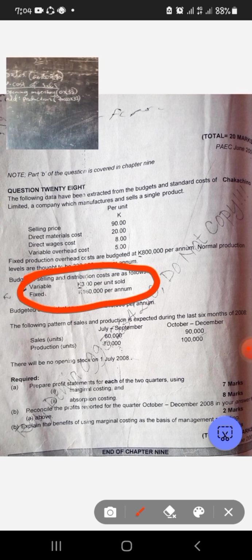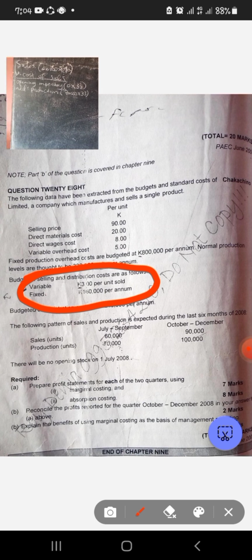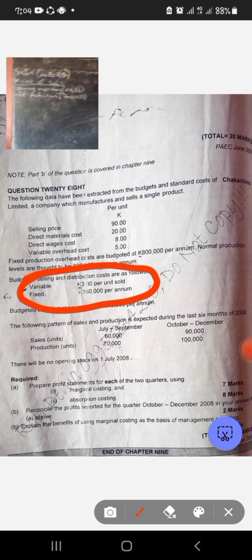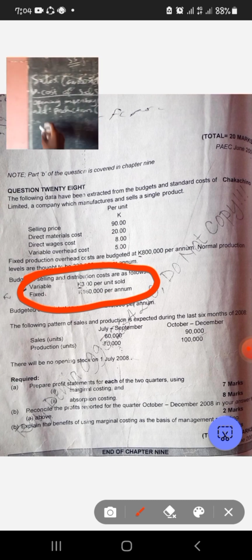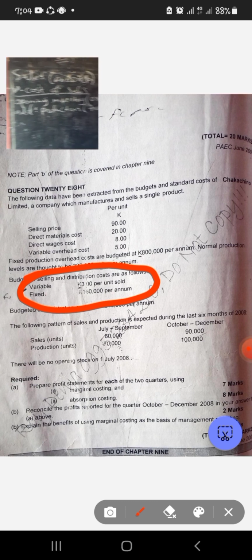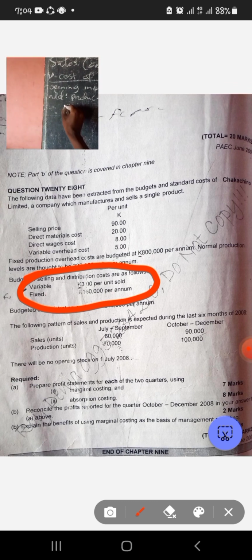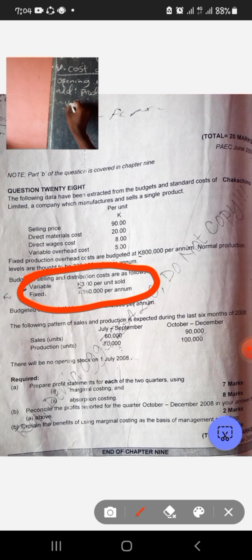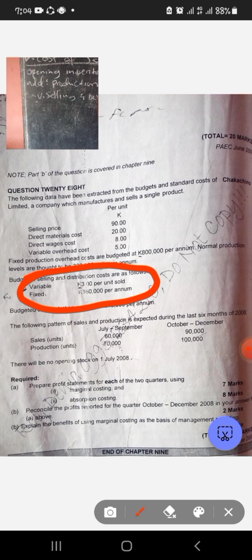I was also budgeted selling and distribution cost as follows. As long as we have the variable, we need to include them in the cost of sales, because when we say marginal costing, we are charging the variable cost to the cost of sales. So I'm also adding the variable selling and distribution cost.